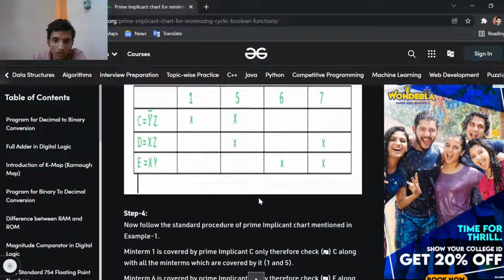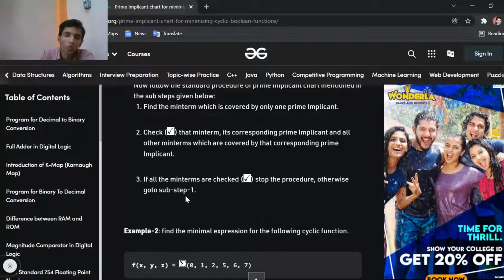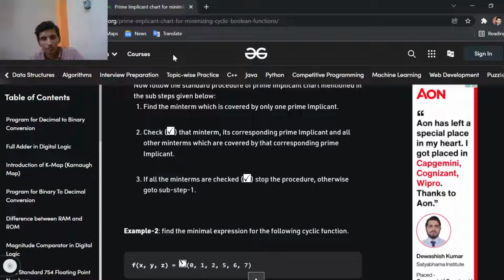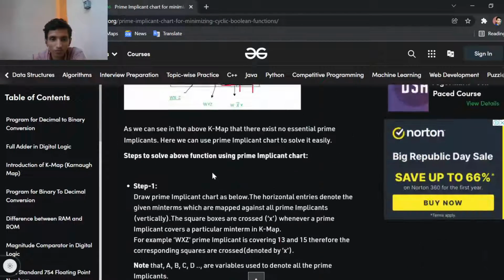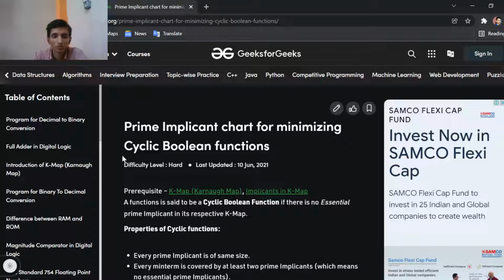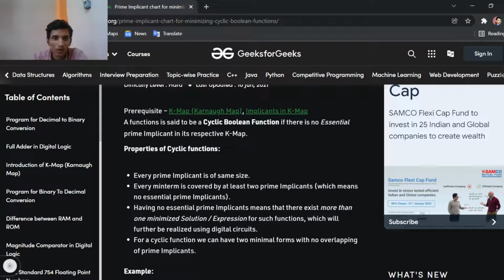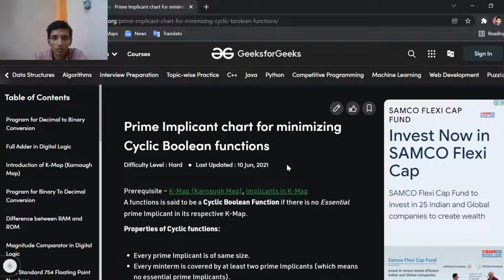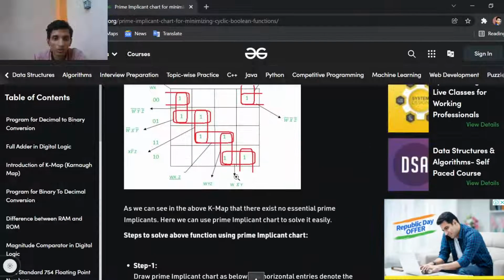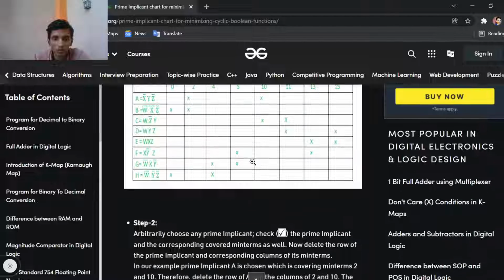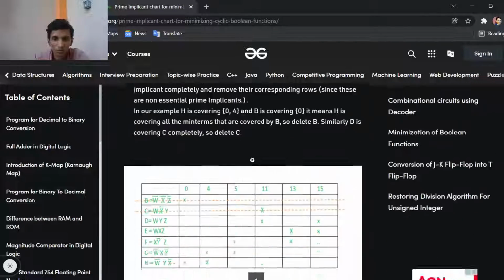So this was the complete solution and the crux of my topic, the determination of minimal expression using essential prime implicants. We have used a cyclic Boolean function to understand how this prime implicant system works, and how it is used to solve particular problems using this approach.